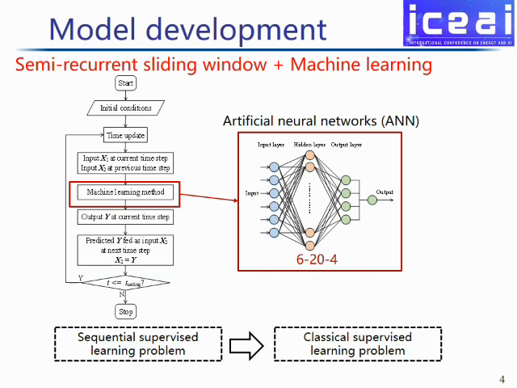The sliding window method is widely applied in handling time series data because it can transform the sequential supervised learning problem into the classical supervised learning problem. This figure shows the flowchart of the sliding window method coupled with ANN in predicting the dynamic process. With the help of those methods, dynamic prediction and real-time optimization can both be achieved.